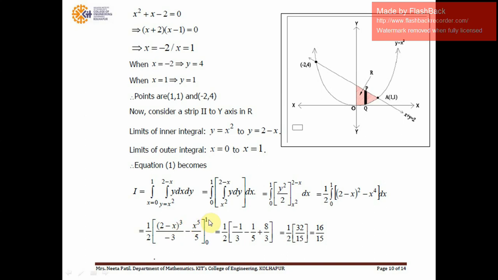So it is equal to 1 upon 2. Now put x is equal to 1 upper limit, we get the first term minus 1 upon 3, second term 1 upon 5, then put x is equal to 0 lower limit. When you put x is equal to 0 here, we get 8 upon 3 and the second function becomes 0. After simplifying this bracket you get the value 32 upon 15. Simplify, we get 16 upon 15. So this is the final answer for the given integral.